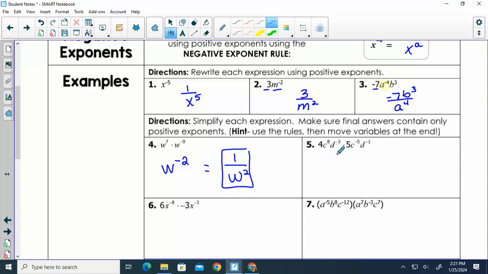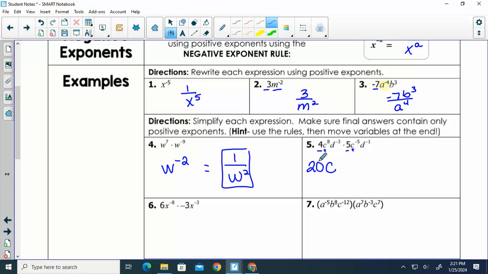Number 5. If I'm multiplying these, so 4 times 5, 20. C to the 8 times c to the negative 5. What do we do with those exponents? Add them. What's 8 plus negative 5? Positive 3. Positive 3.